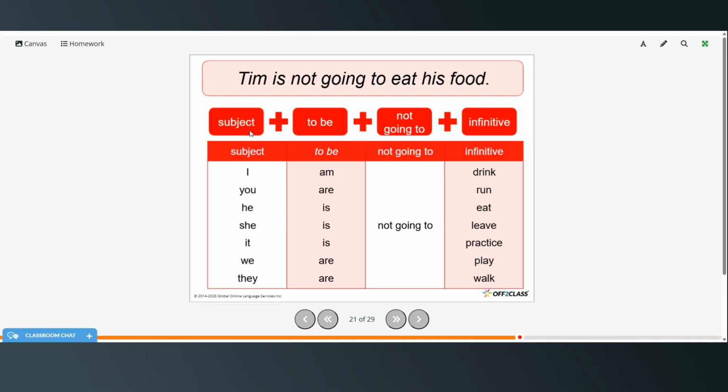So for the negatives, you use the subject plus the to be verb plus not going to, and then the infinitive. I am not going to drink. You are not going to run. He is not going to eat. She is not going to leave. It is not going to practice. We are not going to play. They are not going to walk.